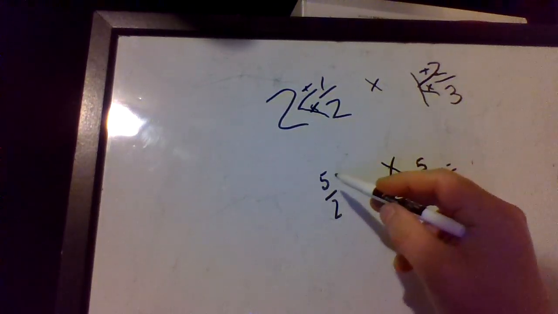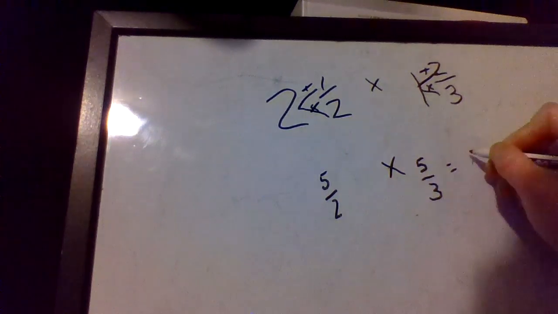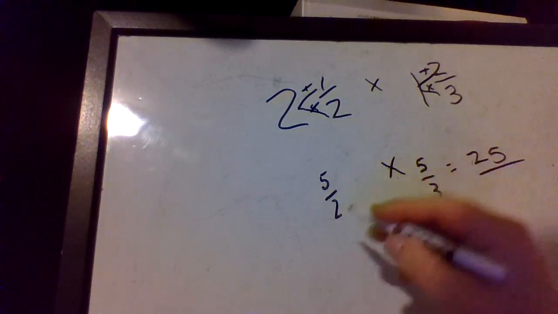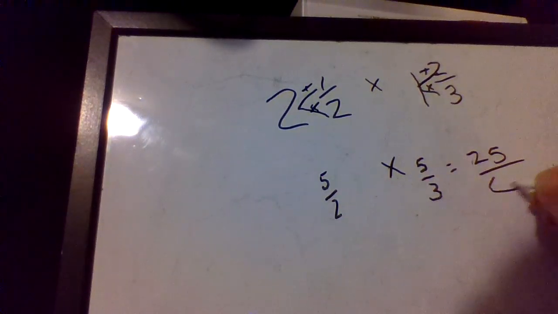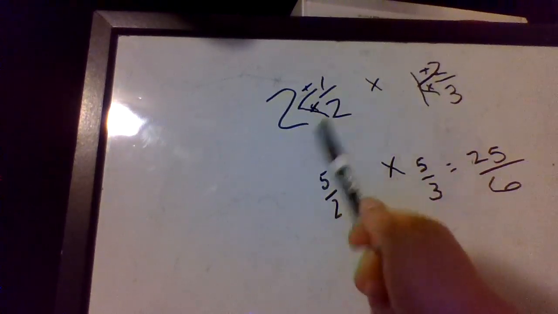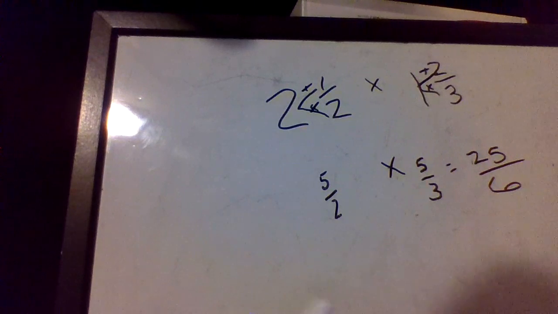Alright. So now we just multiply straight across. 5 times 5 is 25. And 2 times 3 is 6. Now, that might get you half credit, some form of partial credit. However, since we started with mixed numbers, then we need to end with mixed numbers. And the way we do that is we put 6 outside the house and 25 under the house.